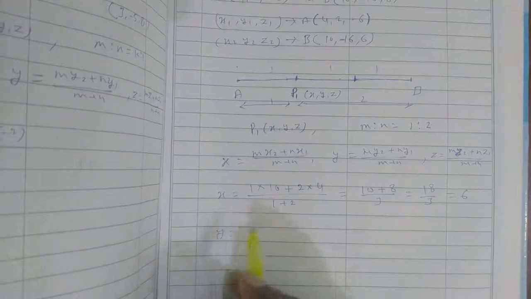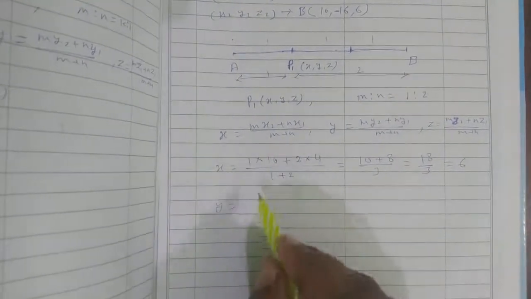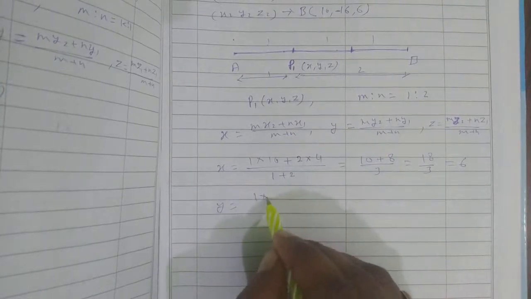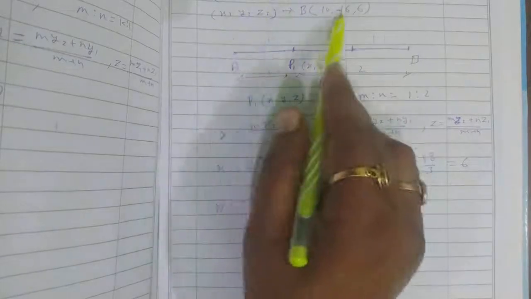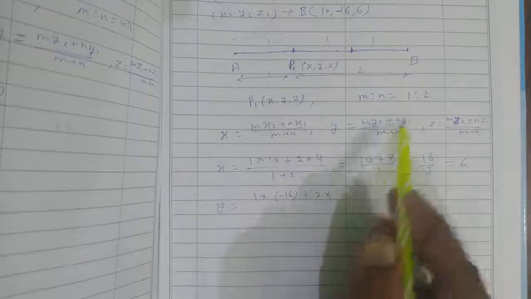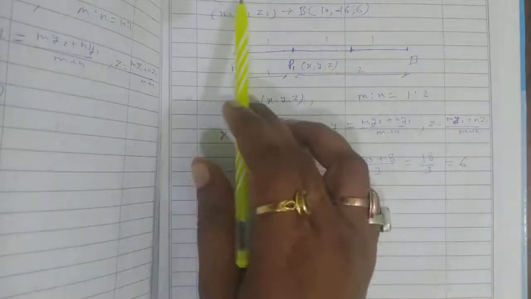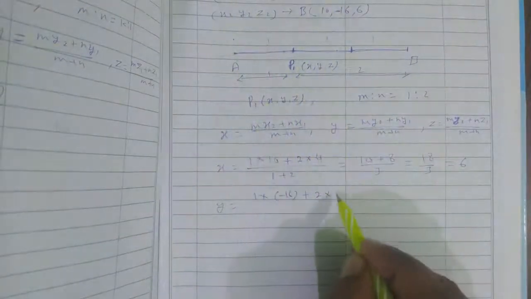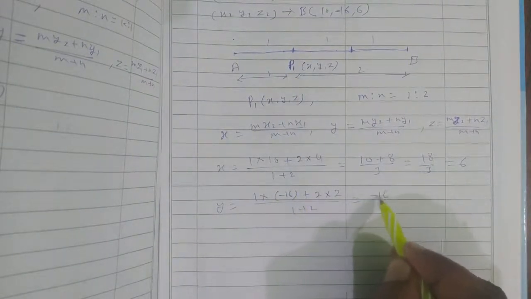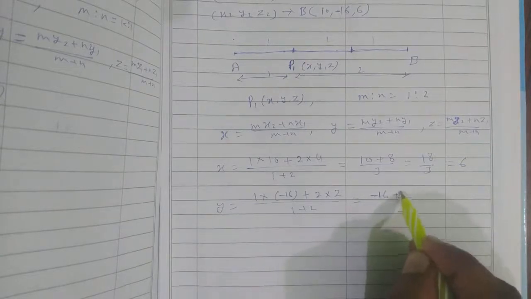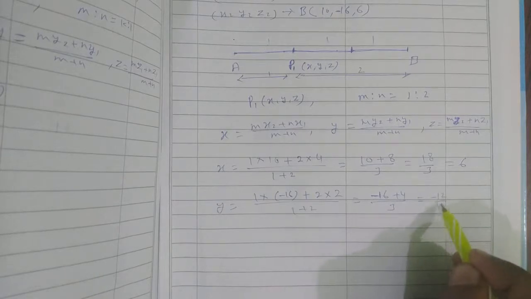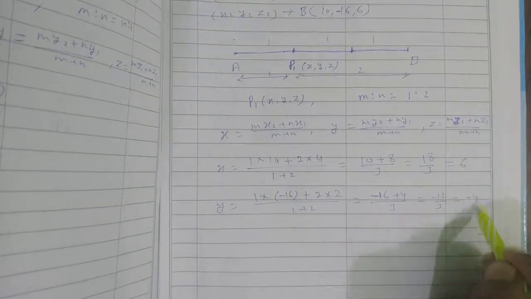Similarly, what is the value of y here? According to this formula, m1 into y2, the value of y2 here is -16, plus 2, n is 1, y1 is 2, upon 1 plus 2. So what result comes here? -16 plus 4 upon 3. That is -12 upon 3. The result here comes -4.